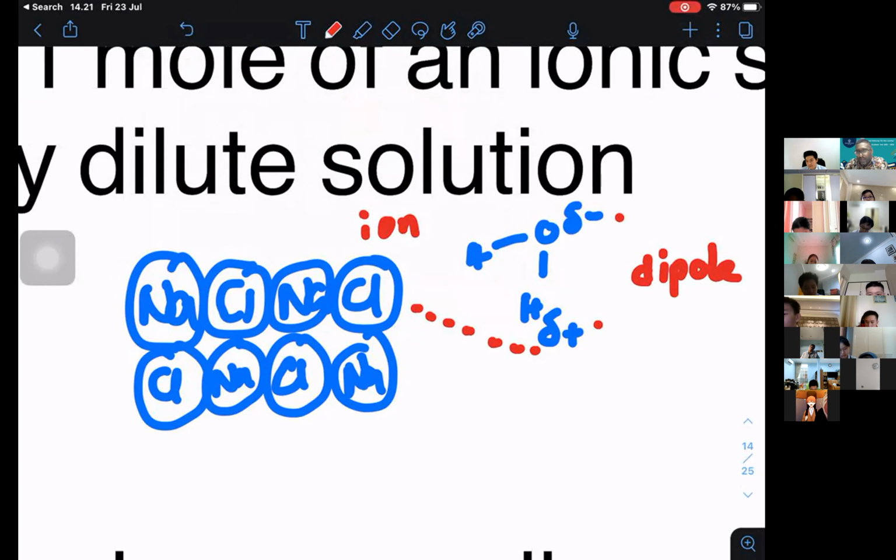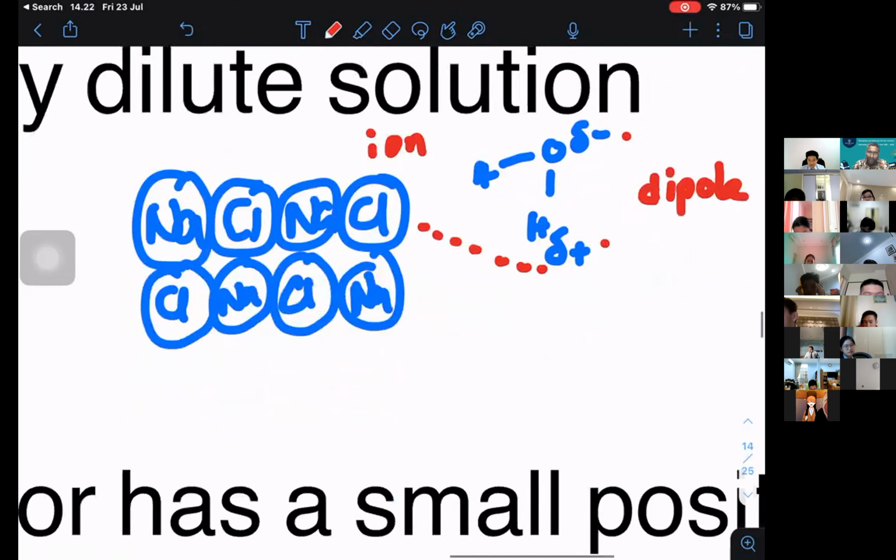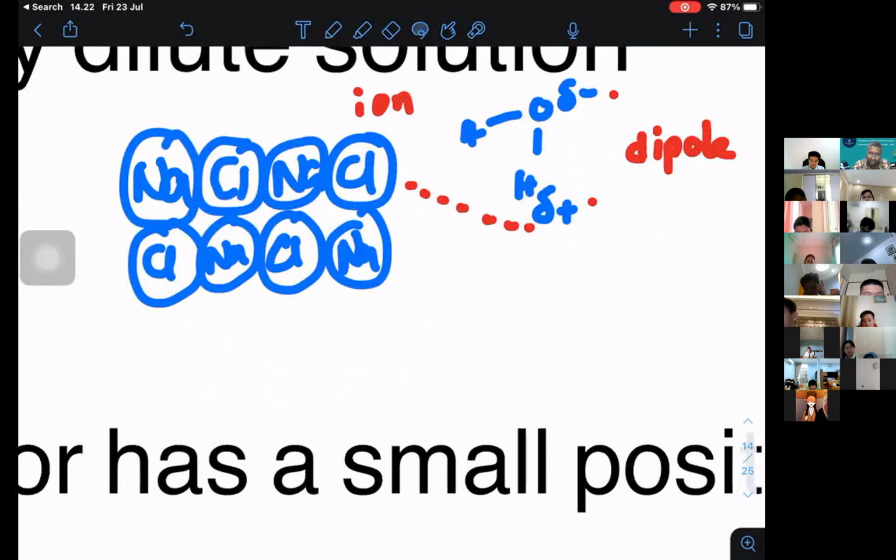When they come closer to this water, what will happen? This water will say, Cl, say bye bye to your NaCl, you follow me. They try to attract. The same thing: when you have another molecule of water, I'll just copy the same thing here.